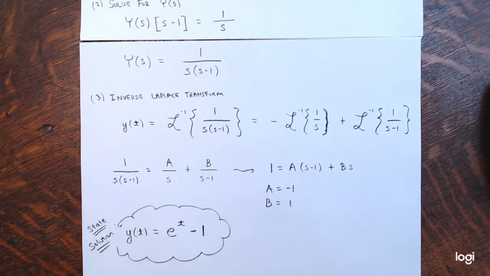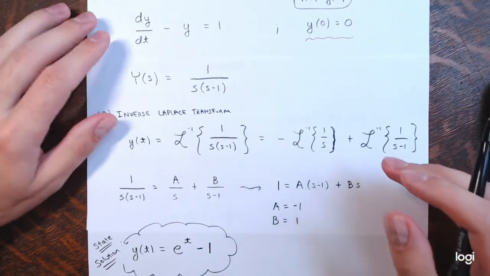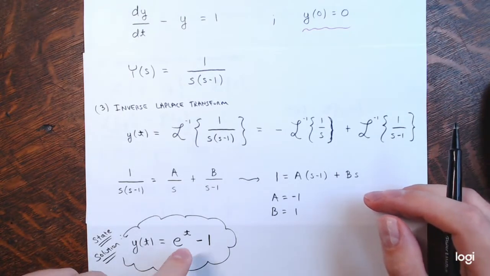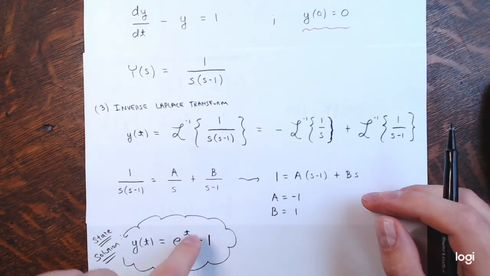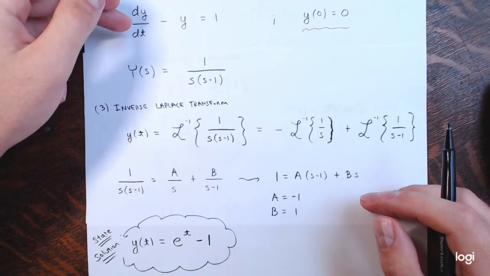All right, and let's double check it. If you want to check it, just go back to the equation. The derivative of this would be e to the t minus this. The e to the t's would cancel, and you have plus 1, you have 1 equals 1. So this does satisfy this equation.